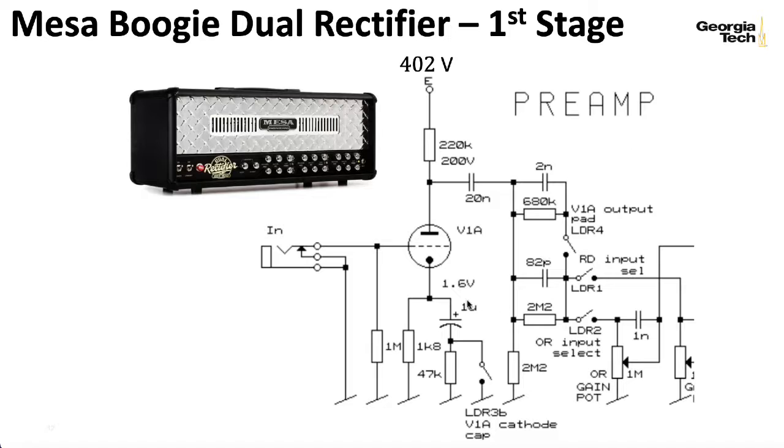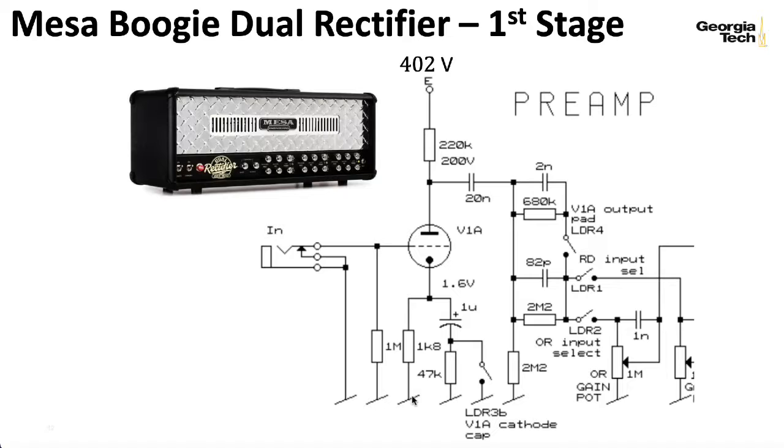I have definitely seen people use this formula for designing. So let us again return to the Mesa Boogie dual rectifier, particularly the first preamp stage as our example. And here we have a capacitance of 1 microfarad at the cathode. RK is 1.8 kiloohm. RKC is 47 kiloohm in the case where this switch is not conducting. In the case where this light-dependent resistor being used as a switch is conducting, this 47 kiloohm resistor is bypassed, and then we have the fully bypassed case.